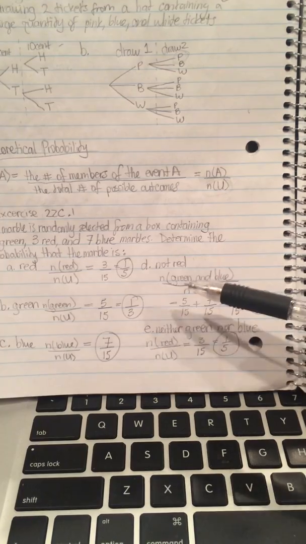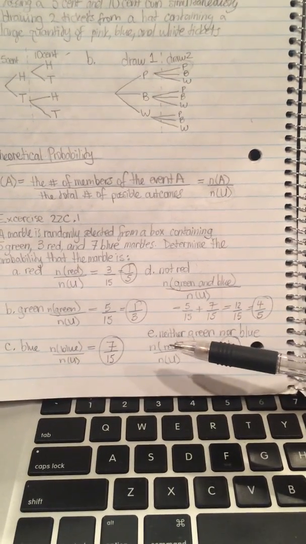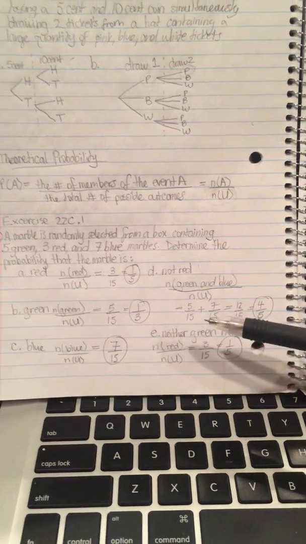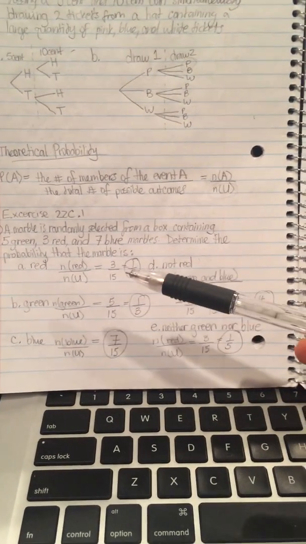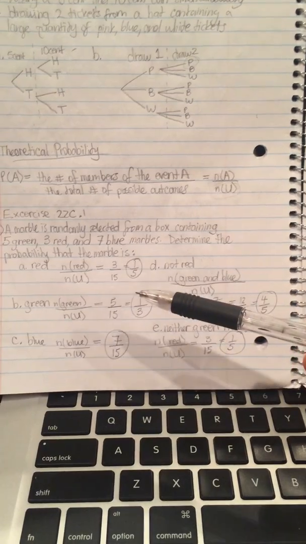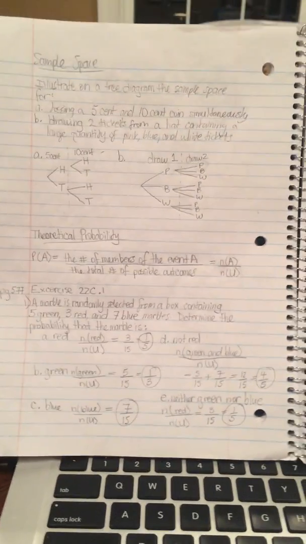The same idea for D can be applied to E. They're asking for neither green nor blue. So what else could the marble be? They want you to find, once again, the probability of getting a red marble, which is, going back to A, 1/5. Hope that helps. Good luck on the midterm.